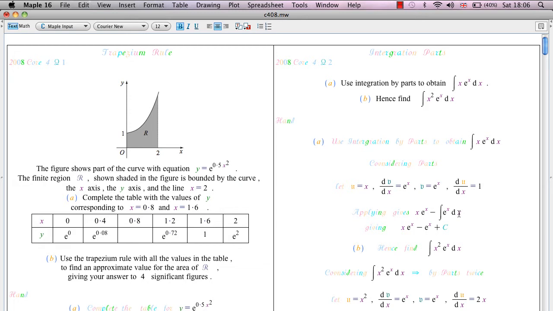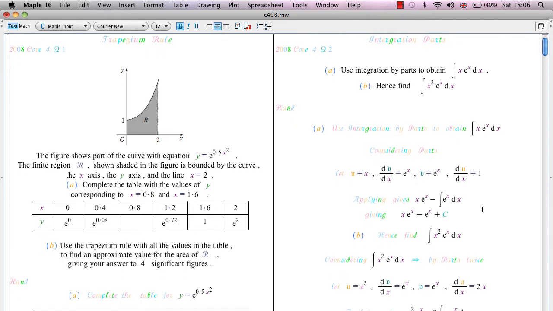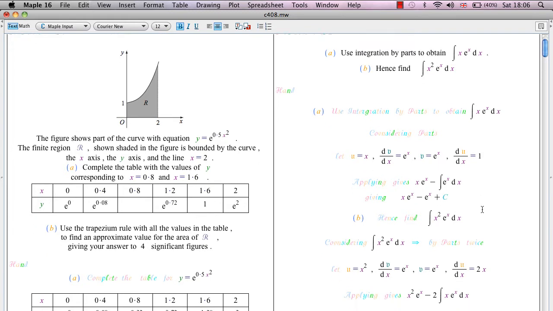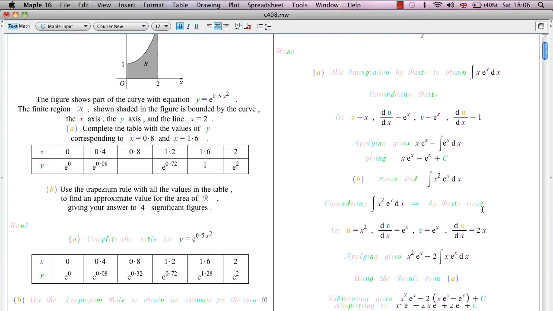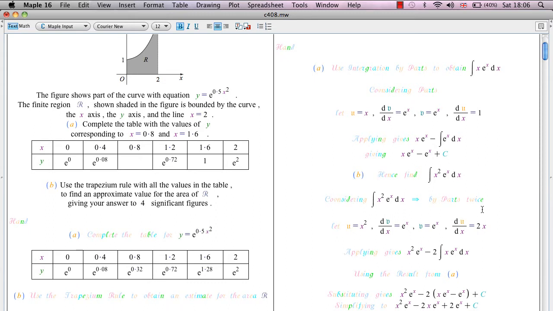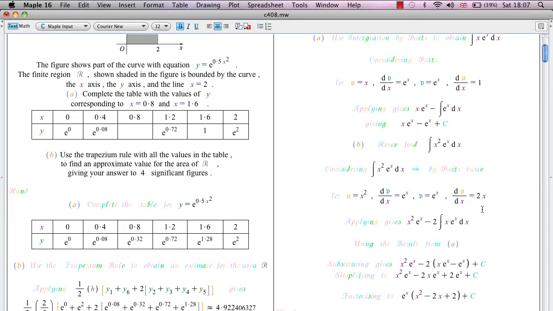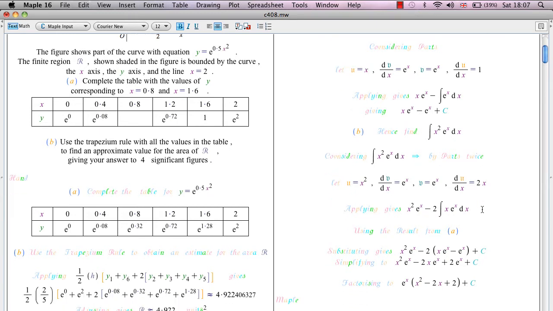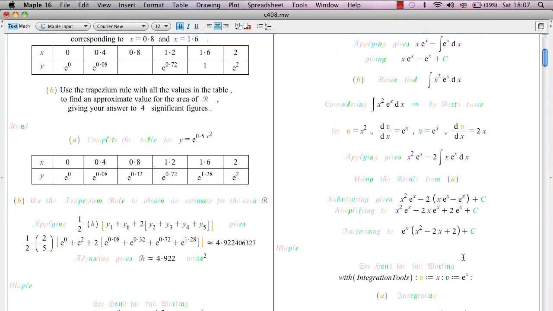for A and B. So for part A, using u equals x and applying the parts gives the general solution. For part B, using u equals x squared and applying the parts, we see that the right hand side is the integral from A. So using the result from A simplifies to the general solution.